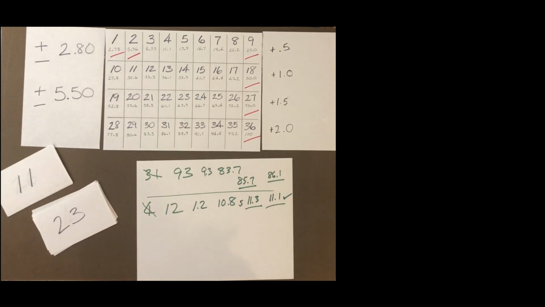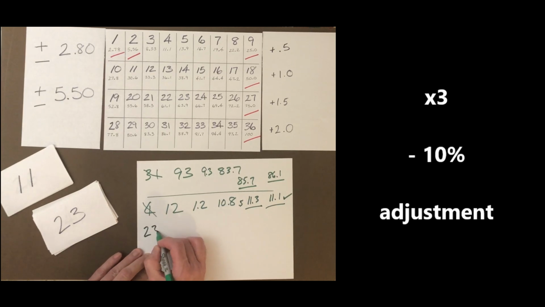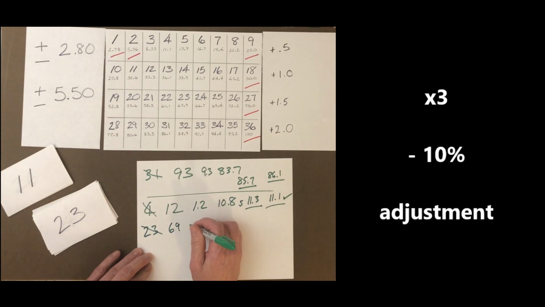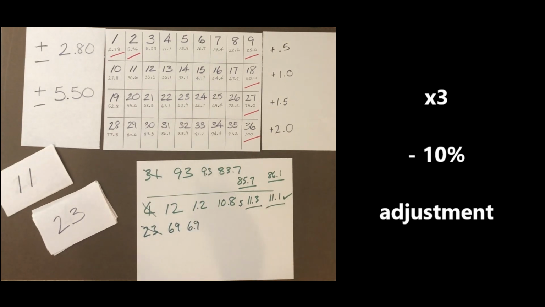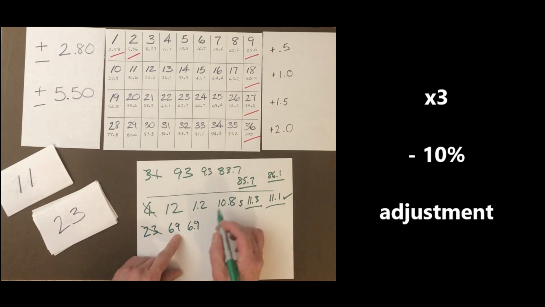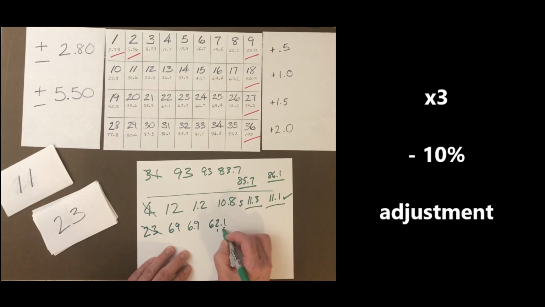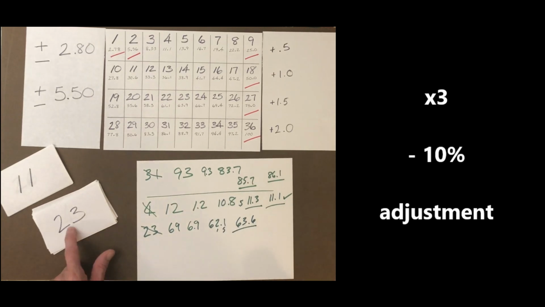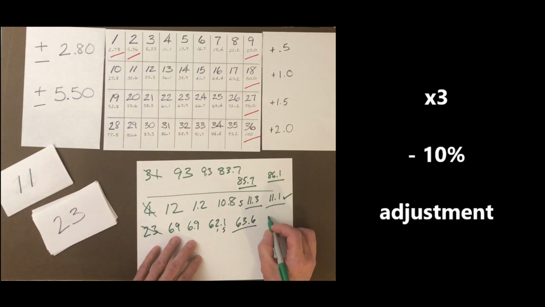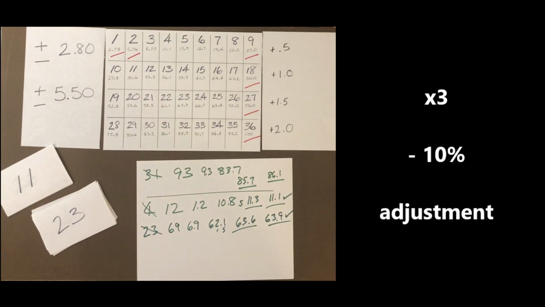Next number is 23, closest to 27, but it's not too close. 23 times 3 is 69. Going to subtract our 10%, so that brings us 62.1, and we're on our third line, so we're going to add 1.5%, giving us 63.6%. Actual answer, 63.9, within 0.3 of a percent.